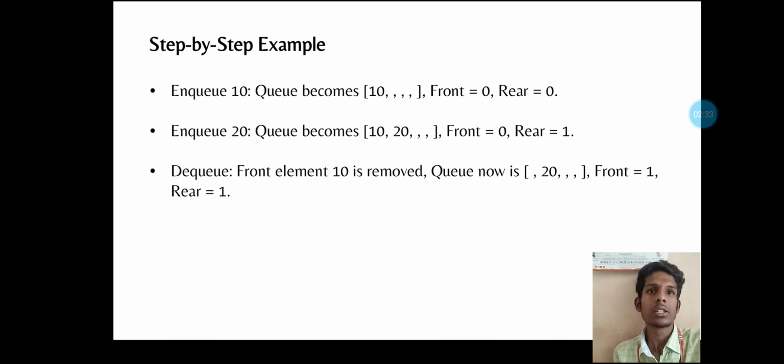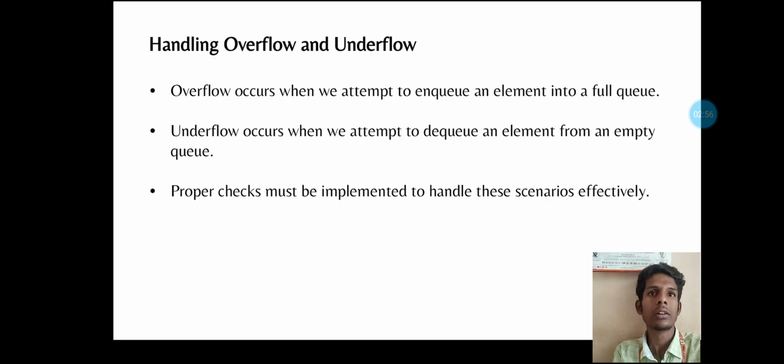Now step by step example. NQ 10, Q becomes 10, front is equal to 0, rear is equal to 0. NQ 20, Q becomes 10, 20, front is equal to 0, rear is equal to 1. DQ, front element 10 is removed. Q now is 20, front is equal to 1, rear is equal to 1.